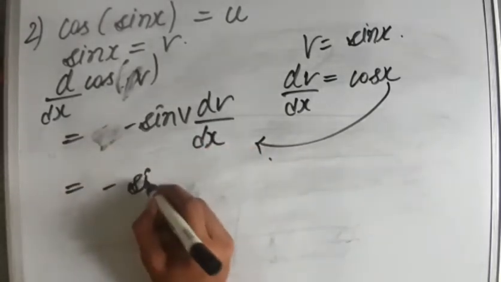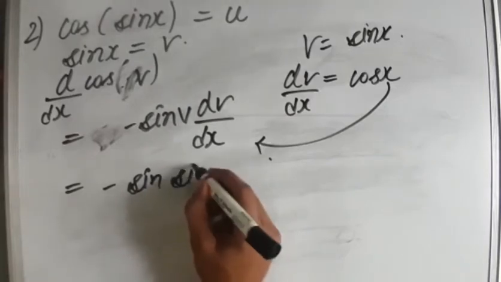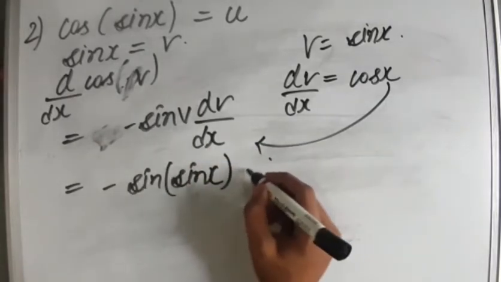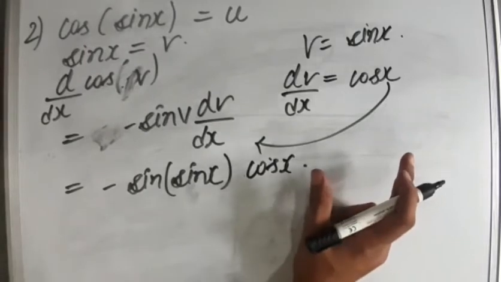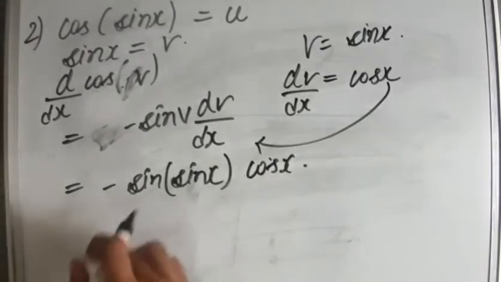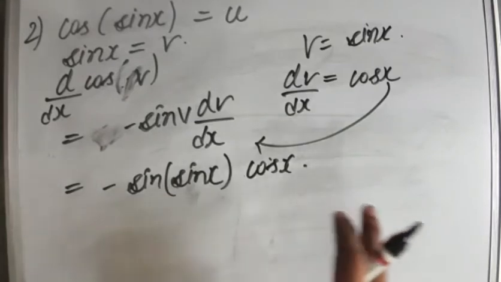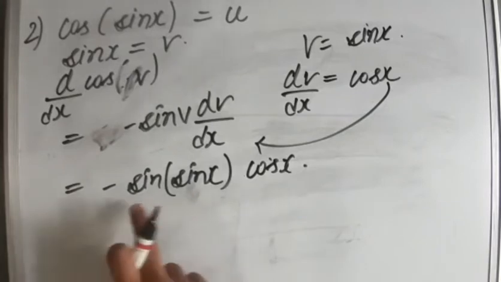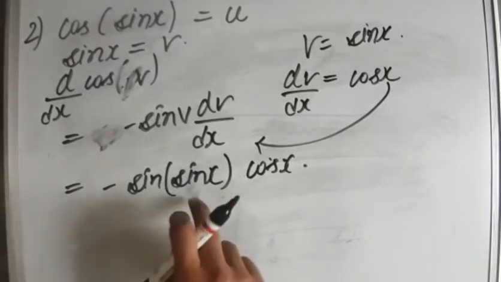Minus sin x, and dv upon dx is cos x. And students, don't even think that these are the same and you will multiply this sine with this sin x. No, these two are very different from each other. You can't multiply sine with sin x. Sin x is the angle for the sine. These two are different.